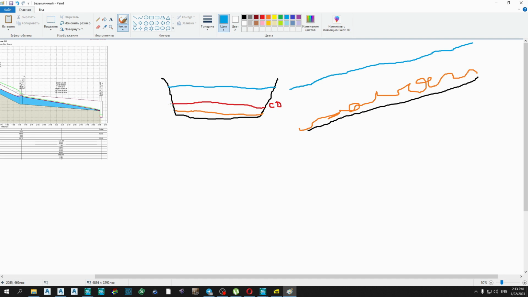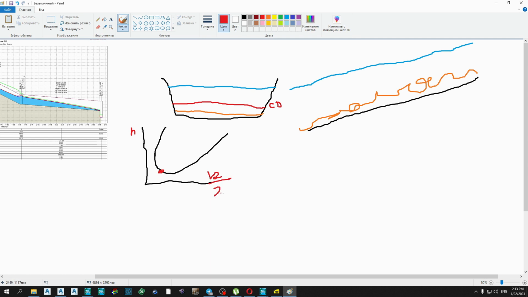And what must we remember about critical depth? It's the theoretical depth when the energy of the cross section is minimal. Do you remember what the energy of a cross section is? It's a sum of potential and kinetic energies. In this parabola we have a minimum. It's a red point.